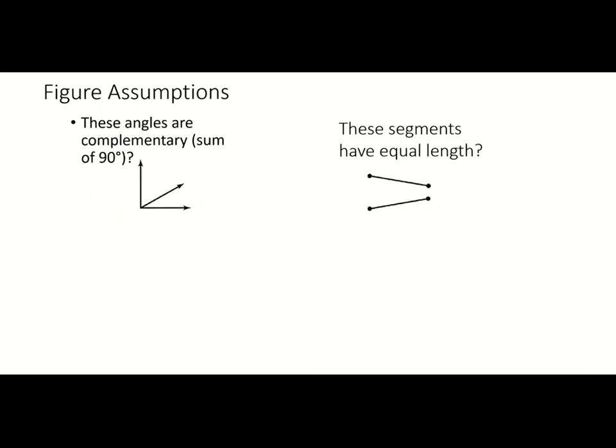Okay, and we're continuing with our figure assumptions. And here, for our next one, they want to know, can we assume that these angles are complementary? So they add to a sum of 90. So here, unlike the supplementary, we don't have a straight line, so we can't tell by that.